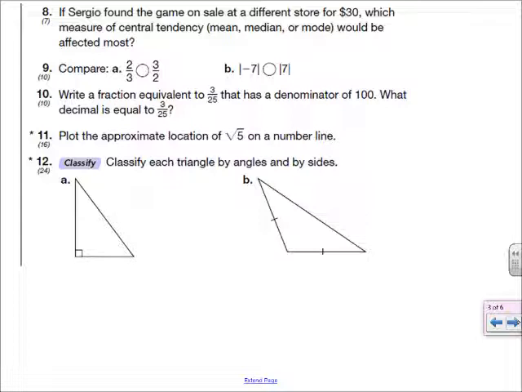Number 8 says, if Sergio found the game on sale at a different store for $30, which measure of central tendency, mean, median, or mode, would be affected the most? So the mean actually gets calculated. The mode is just what's most common. The median is the middle number, and it does not get super affected by outliers like 30. So in this case, the mean would be affected the most.